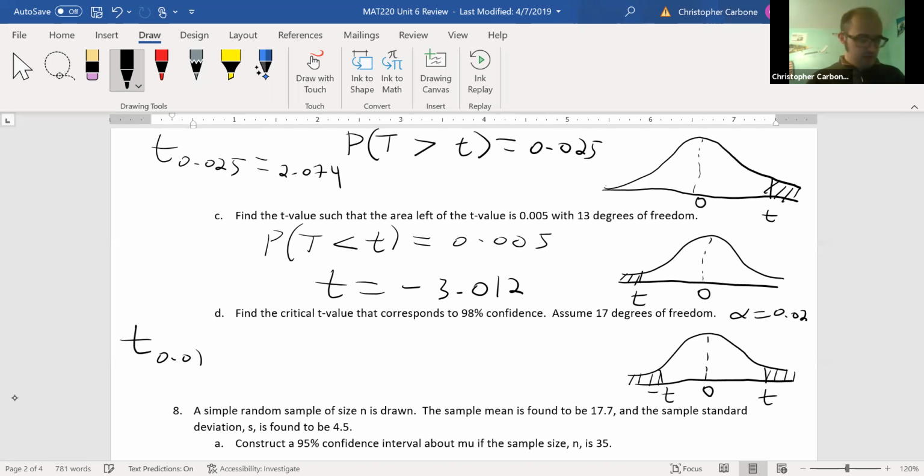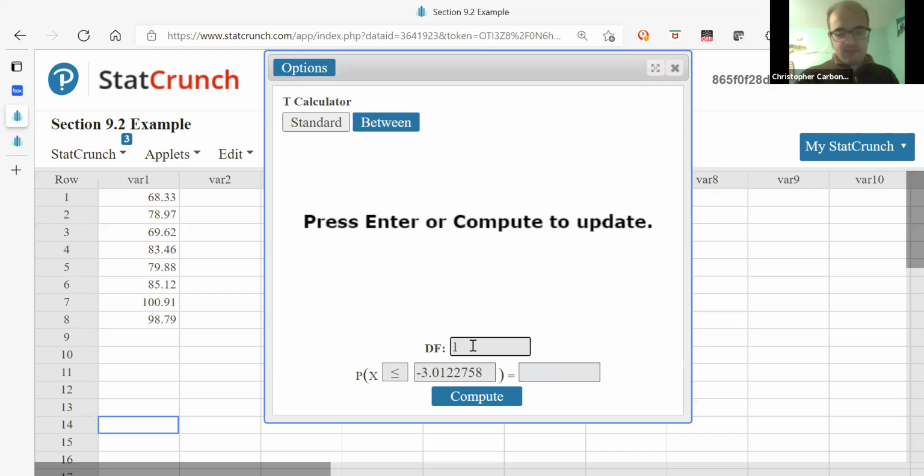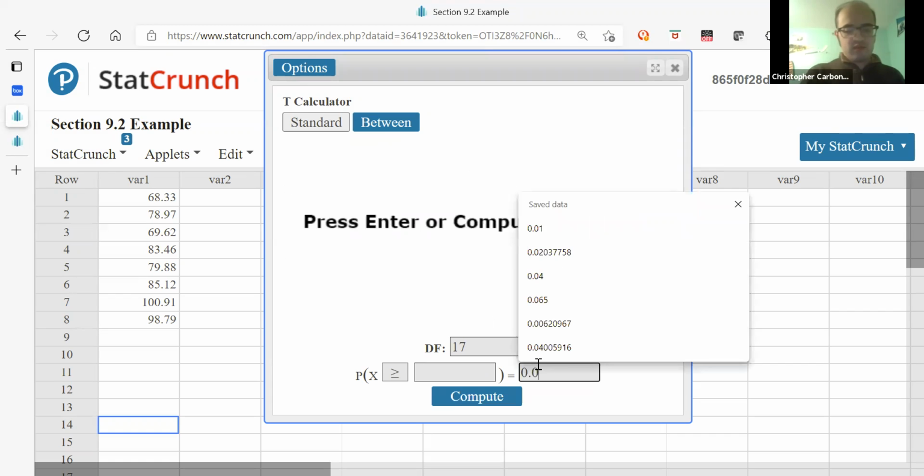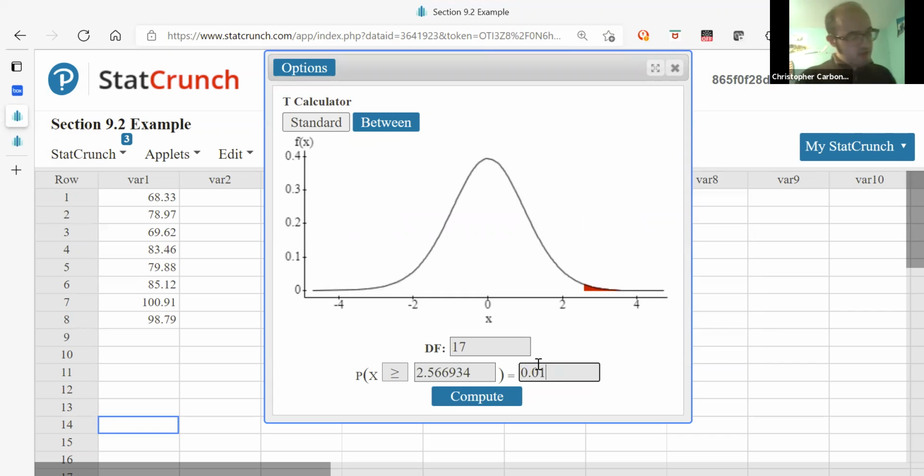We could do this one of two ways, but due to the rounding issue with this, I'm going to do it one of the ways, specifically looking at the right-hand side. So this used 17 degrees of freedom. We want the area to the right to be 0.01. This will give us positive 2.567, rounding to. And since this is symmetric, it's positive and negative for this.